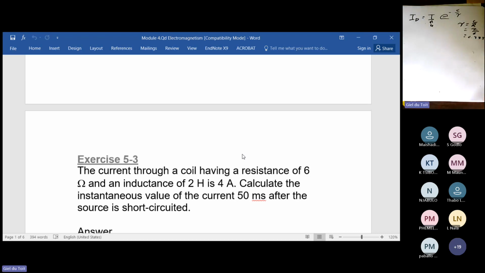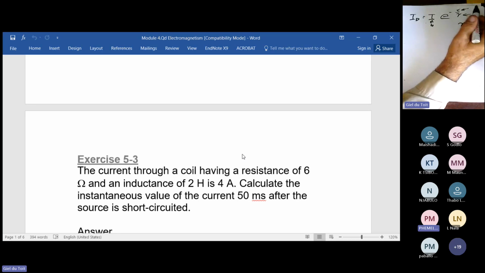You got it. So you plug that into there. What's the time? 50 milliseconds. How much is 50 milliseconds in seconds now? You've got to work in seconds. You can't work in milliseconds, right? Convert it. How many seconds is it? Who can tell me? 50 times 10 to the negative 3.